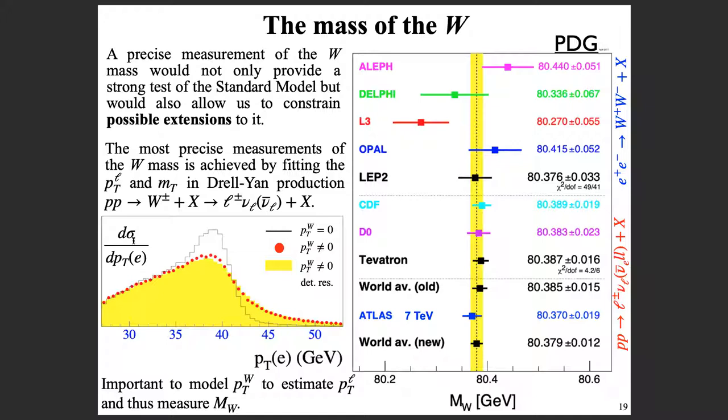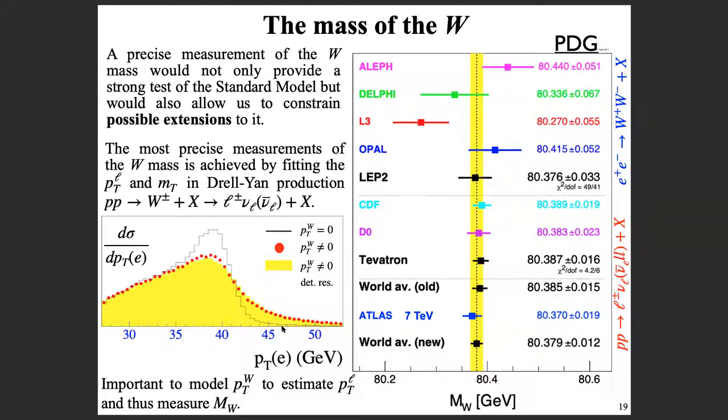Now, here there is a plot that shows the cross-section differential with respect to the transverse momentum of the charged lepton in charged-current Drell-Yan. This is the observable that people use to determine the mass of the W, because this particular observable has the so-called, as I said before, Jacobian peak, which is placed around the W mass over two. And by making these template fits, people can determine the W mass. Something that this plot shows is that there is the black curve that shows the distribution of the transverse momentum of the electron when the transverse momentum of the W is set to zero.